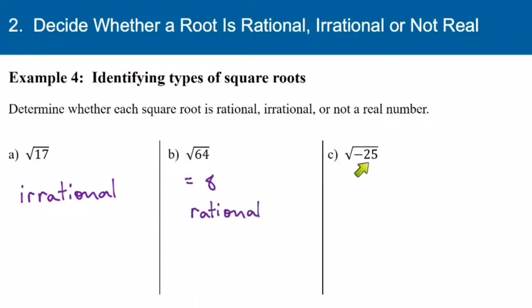And for square root of negative 25, there's not a real number that I can multiply times itself and get negative 25. For example, negative 5 times negative 5 is positive 25, and positive 5 times positive 5 is positive 25. So there's no real number that will give me negative 25 when I multiply it times itself, so this square root is not a real number.